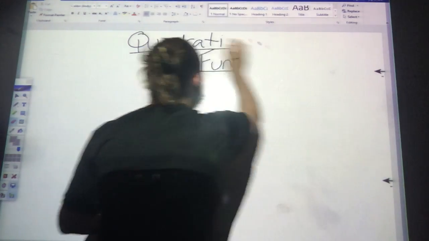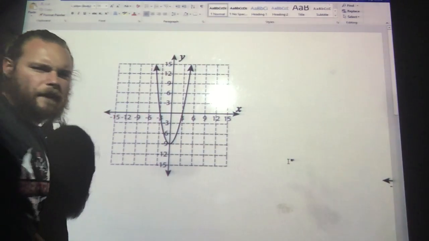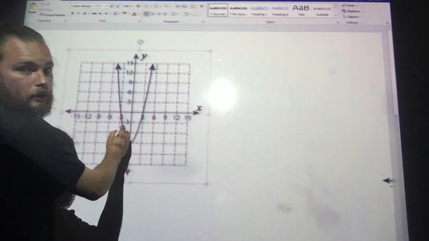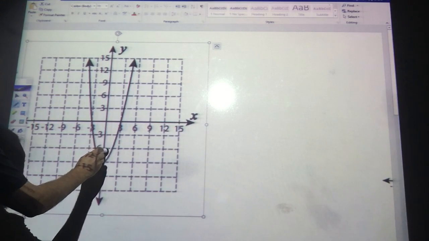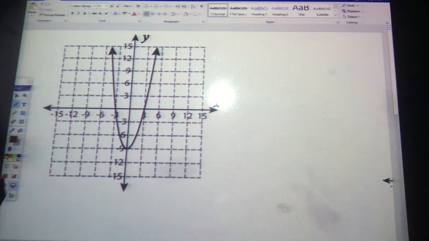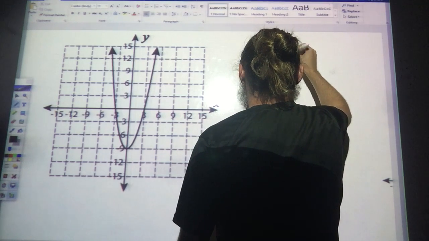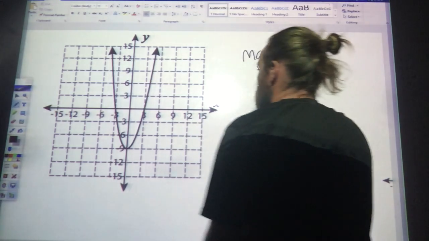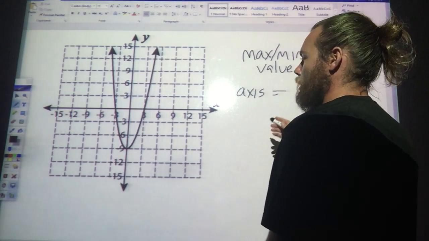If you're given a graph. All right. So we've got a graph here. Let's see, move it to where you guys can see it. So we've got a graph here. And what I want to do is identify the zeros, how many of them there are. I want to know the y-intercept, and I want to know the axis of symmetry. So we're going to answer all these questions. We want to know the max or min value, the axis of symmetry, and the y-intercept.